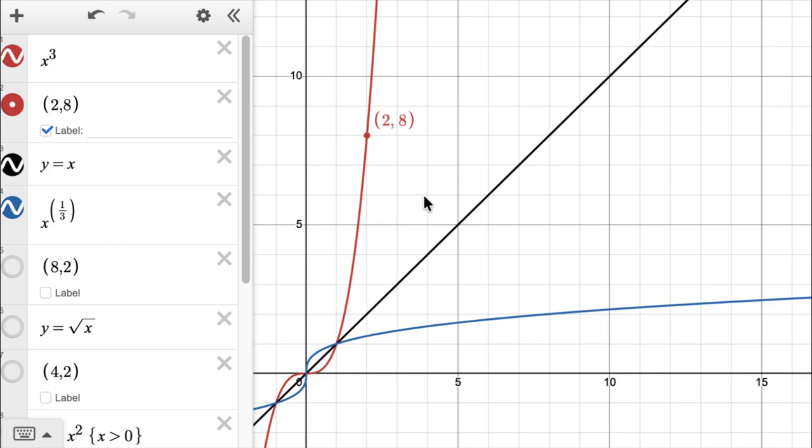Now if I were to get the inverse point, I would flip these coordinates. I would flip 2 and 8, or my x and y values, and then I would get the point (8, 2) here in blue.